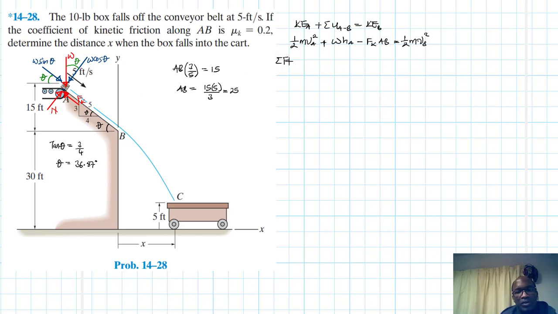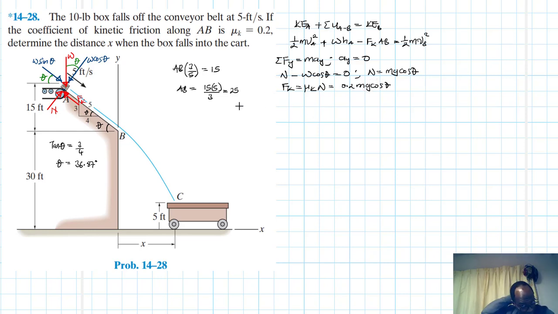So the summation of forces in the y equals MAY, but we know that AY is just equal to 0. Therefore, we know that N minus W cos theta is just equal to 0. Therefore, our N is just equal to mg cos theta. And Fk is equal to mu k times N, which is just equal to 0.2 N, 0.2 mg cos theta.